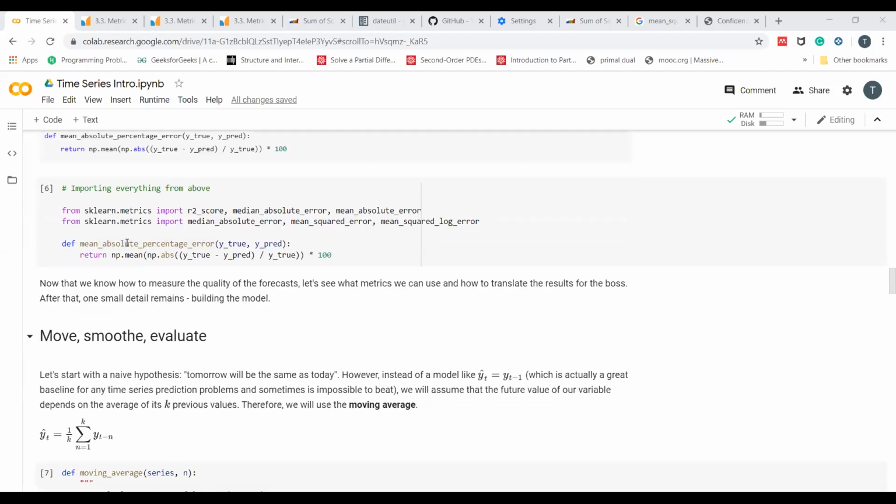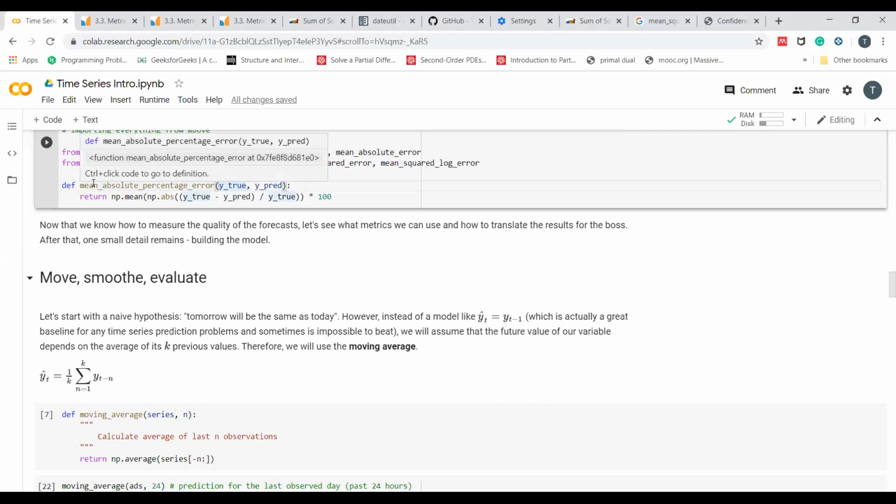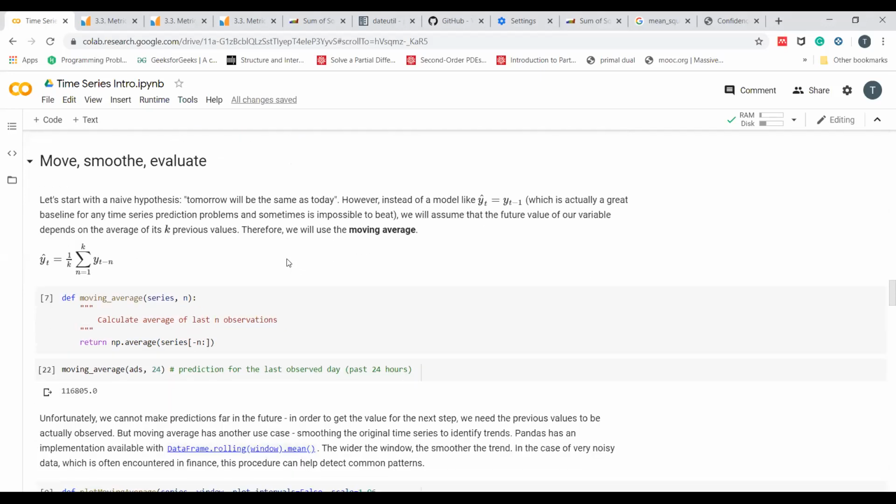And then we've covered the metrics mentioned above. So now we're just going to use sklearn metrics to import the R2 score, mean absolute error, median absolute error, and mean squared error. And since the mean absolute percentage error is not defined in sklearn metrics, we will define it here. So now we know how to measure the quality of our forecast.